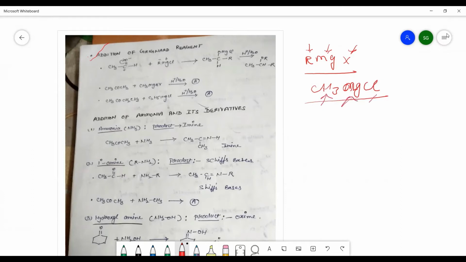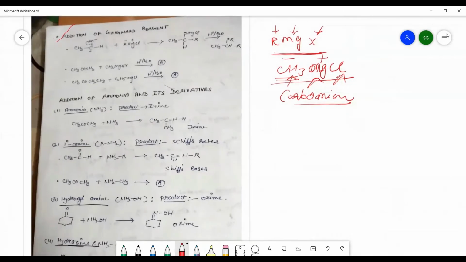Methyl magnesium chloride. In that case, the Grignard reagent, the CH3 will be negatively charged. It means you can say there is a generation of carbanion. So when it reacts with the aldehyde or ketone, the negatively charged CH3, suppose you are having CH3 C double bond O CH3. What is that? It is propan-2-one, or acetone.